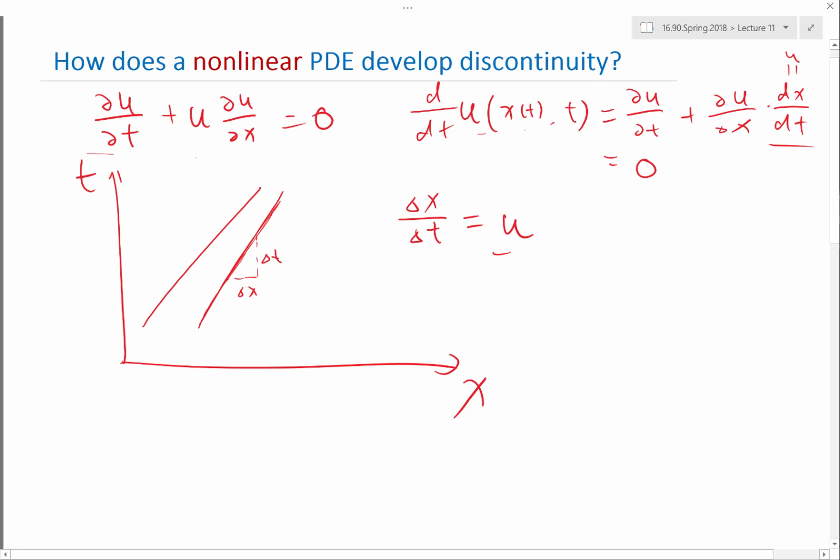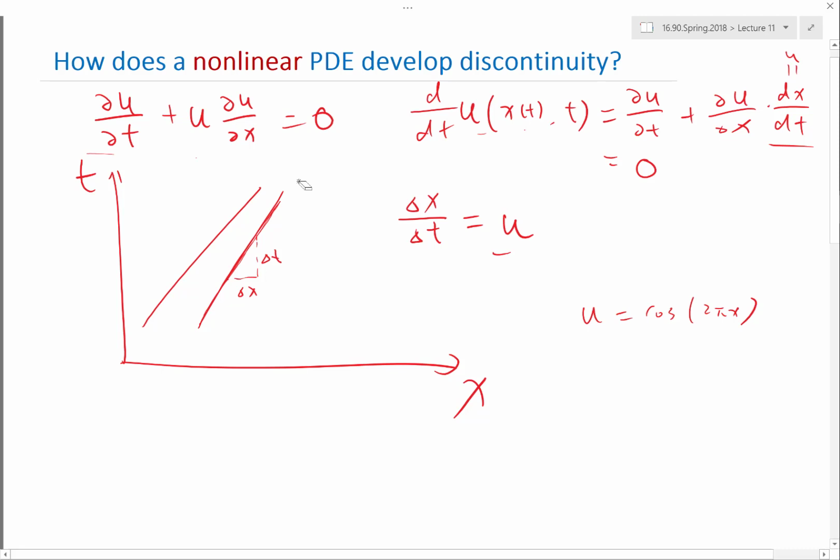Going through that very quickly, but you can basically use the chain rule to figure out that the solution along the line is constant if the slope of the line is equal to the solution value. So what does that mean with respect to our previous case, if u is equal to cosine of 2 pi x? That means when u is positive, the slope is positive. When u is 0, the line goes straight up. And when u is negative, the slope is negative.